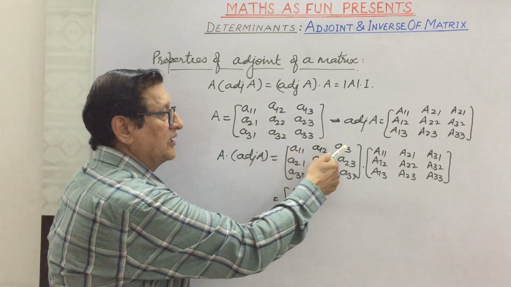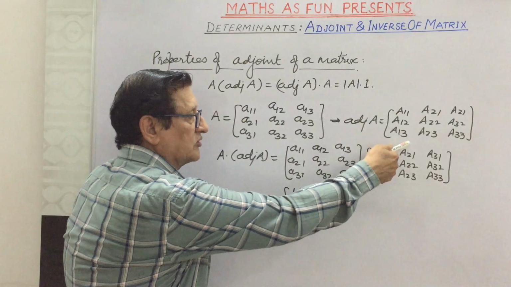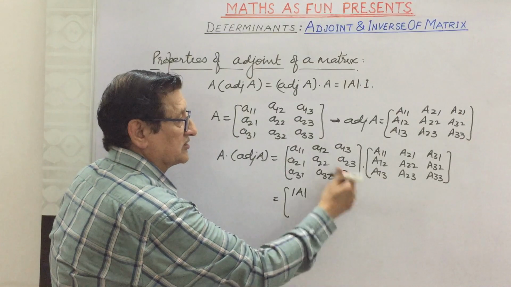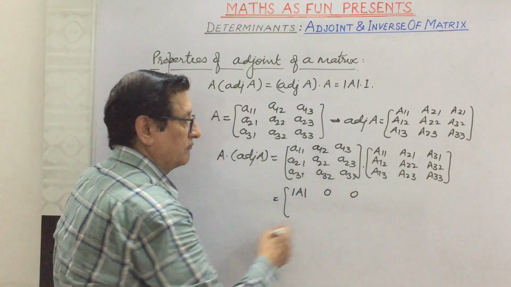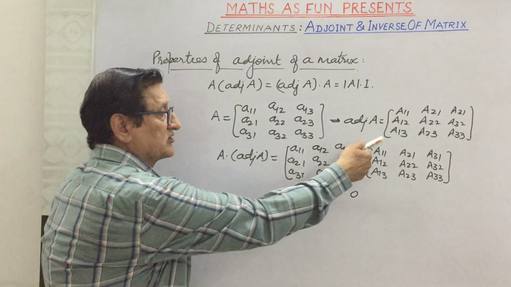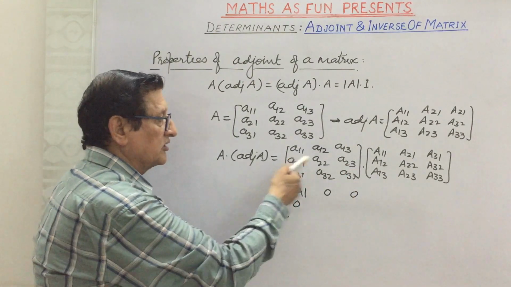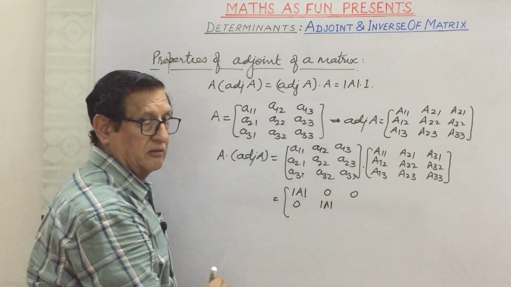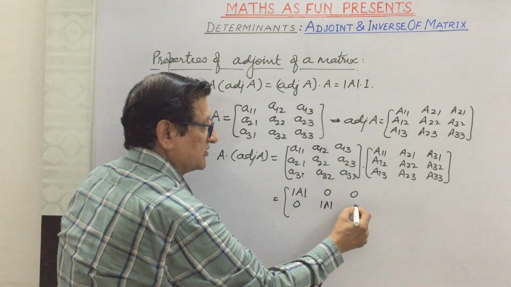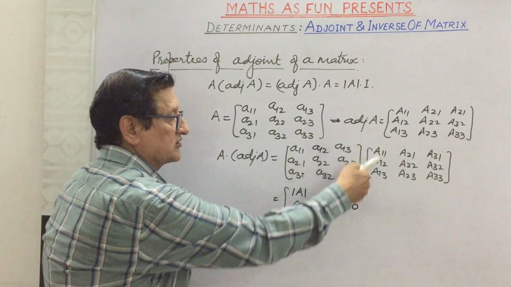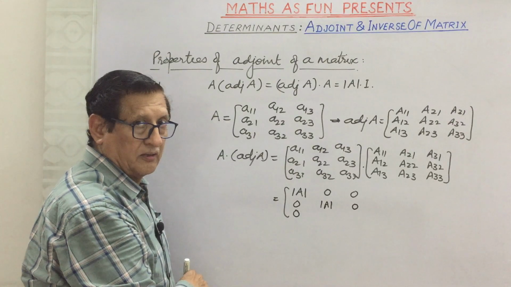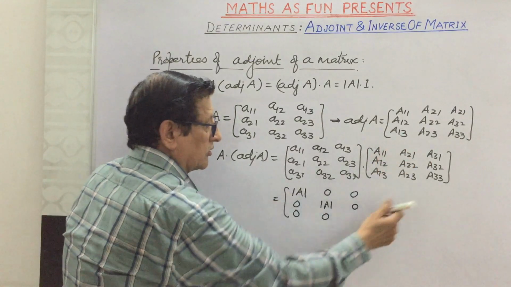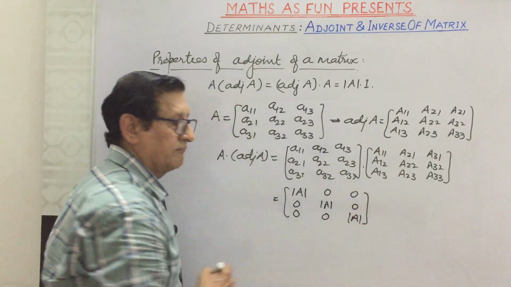But if we multiply the elements of any of the row with the cofactors of any other row, then that is 0, and the same way this also will be 0. For the second row to first column, this is 0. Second row to second column, this again we find will be determinant A, and this second to third will be 0. Then the third row to first column will again be 0, and the third row to second column will be 0. Third row to third column again will be determinant A.